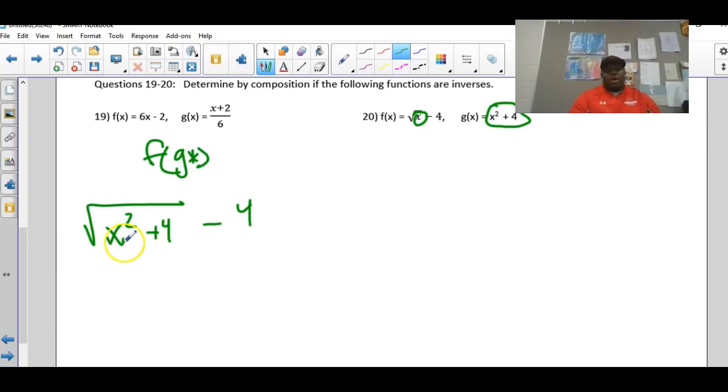So now, this right here, we have x squared plus 4 minus 4 outside. And well, guys, this doesn't simplify. This is in the simplest form. So because it doesn't simplify, I can go ahead and tell you that these are not inverses of each other. Remember the rules. If these were to simplify to get x, they are inverses. This doesn't simplify, so it is not an inverse.